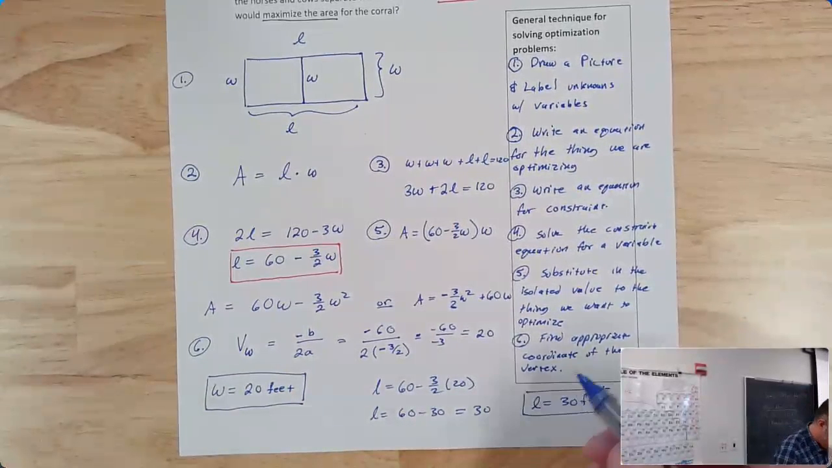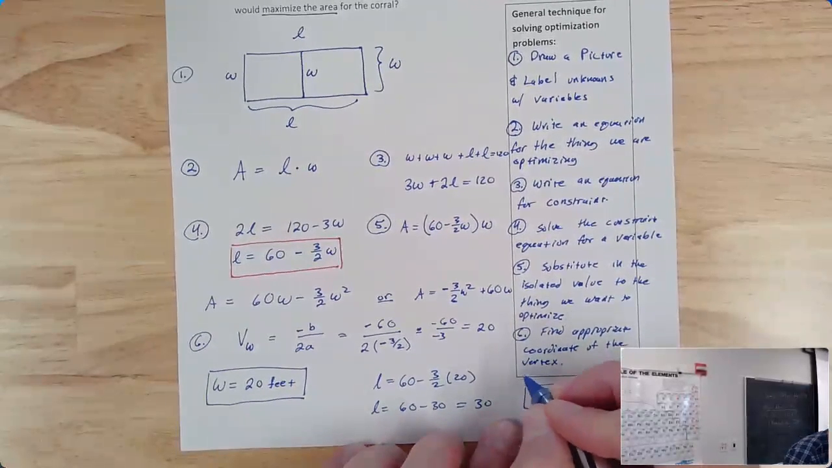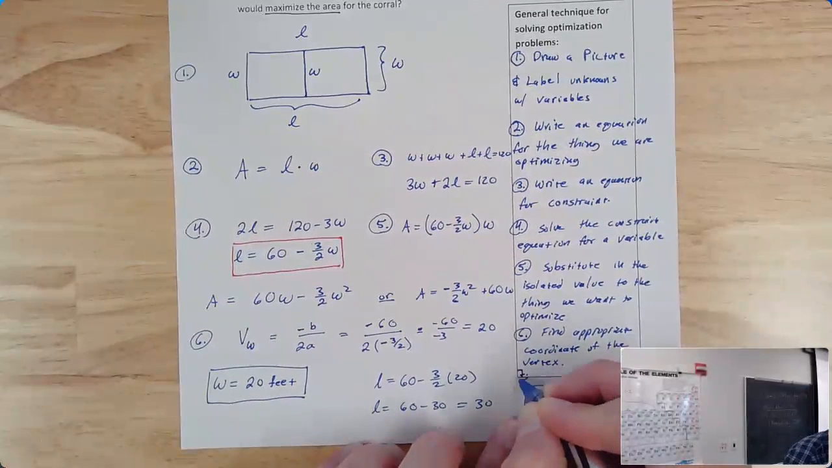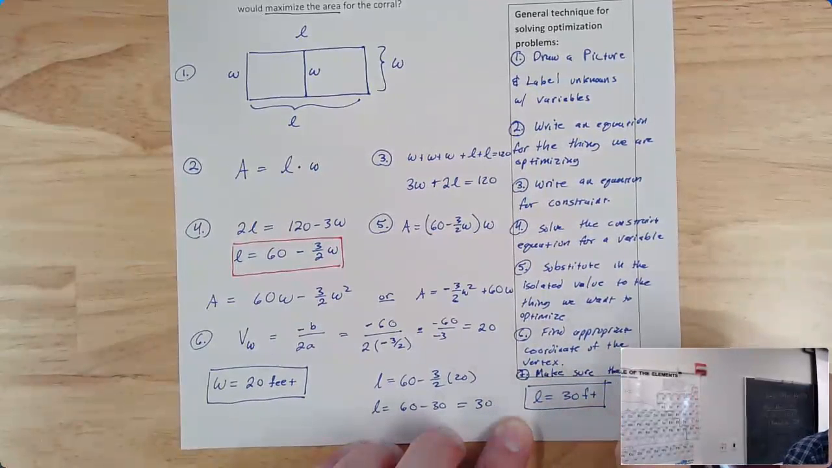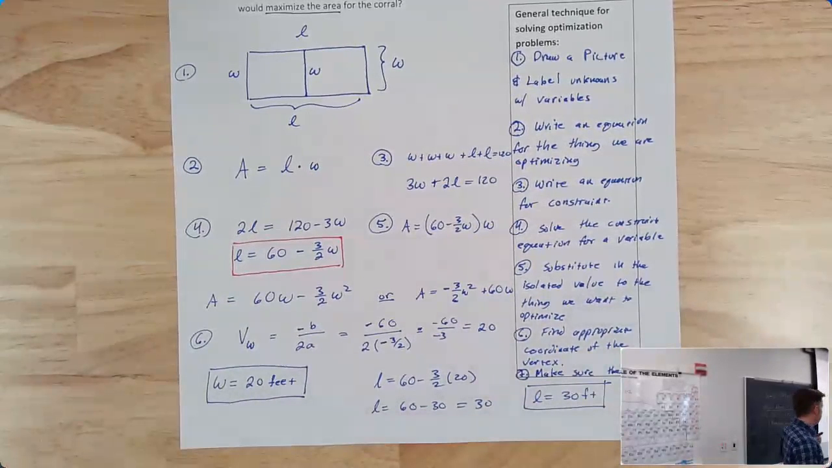So I don't have quite enough room here because I forgot I was going to write in here, but I would say step 7 is make sure you've answered the question. Make sure the question is actually getting answered. What I really mean by this is after you found this x coordinate of the vertex, go back and ask yourself, what am I actually trying to find? Am I trying to find the dimensions or am I trying to find the area? Because sometimes they'll ask different questions.